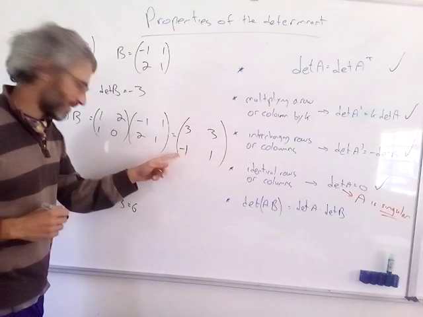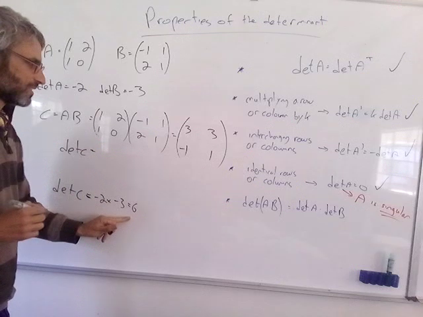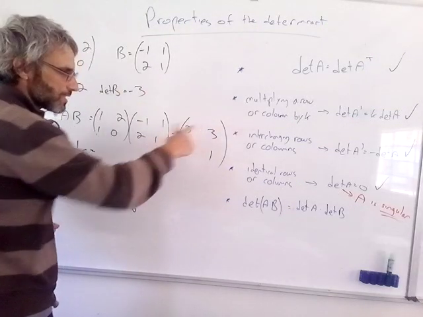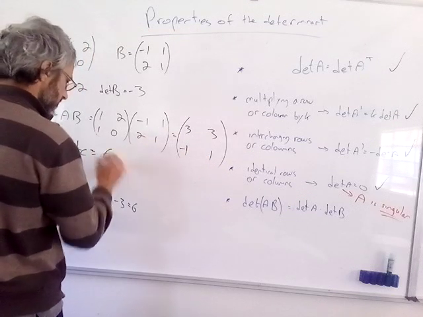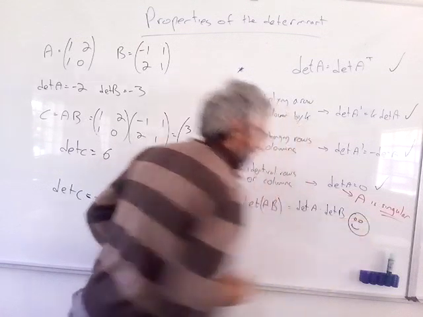And it took us a while, yeah? Now let's find out the determinant of C, and it better be 6, okay? Well, 3 times 1 is 3, minus 3 times -1 is 6. It's 3 plus 3 is 6. So, tick, happy days, okay?